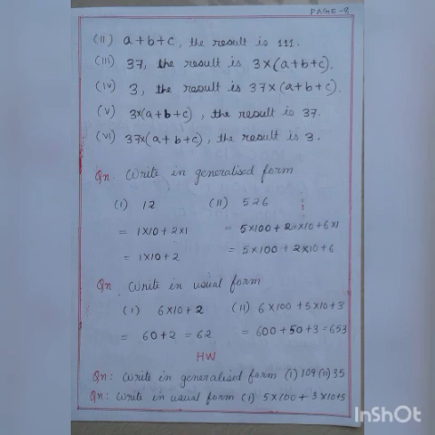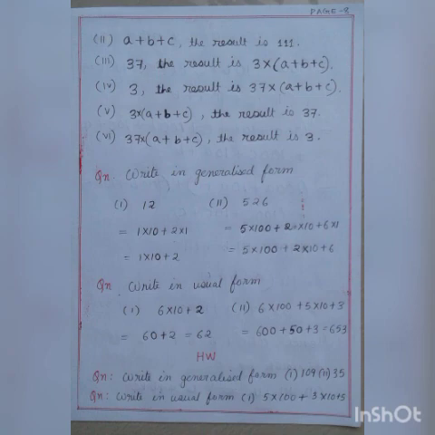So you have to remember these rules. Now let us solve some questions. Write in generalized form 12 and 526. So if we write in generalized form, I can write 12 is equal to 1 into 10 plus 2 into 1, which is equal to 1 into 10 plus 2. Number 2, 526 is equal to 5 into 100 plus 2 into 10 plus 6 into 1, which is equal to 5 into 100 plus 2 into 10 plus 6.